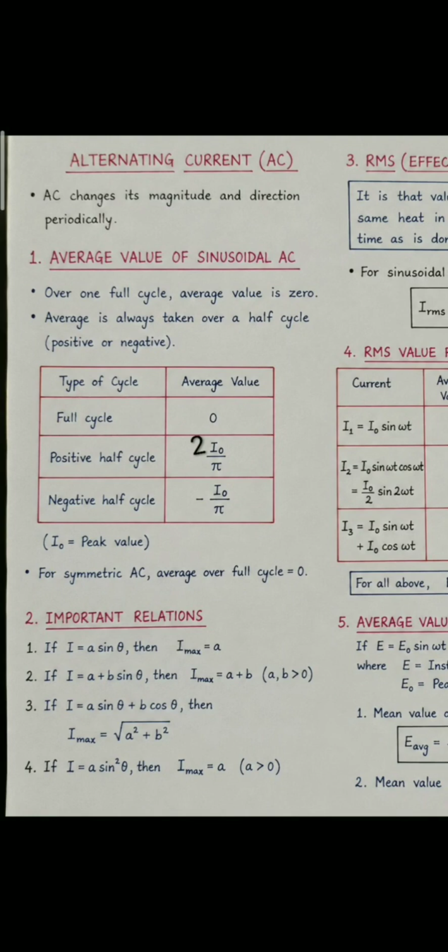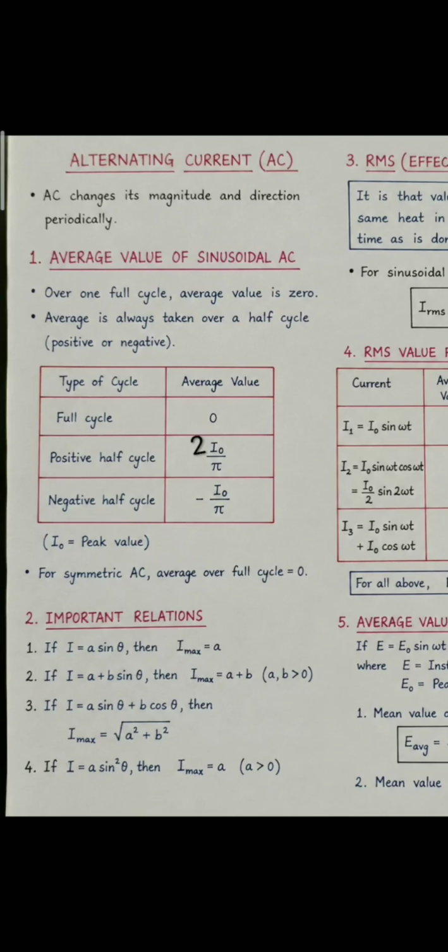Alternating current means AC changes its magnitude and direction periodically. The average value of sinusoidal AC over one full cycle is equal to 0. Average is always taken over a half cycle, which is positive or negative. The type of cycle average value is given here. Full cycle means average value is equal to 0.